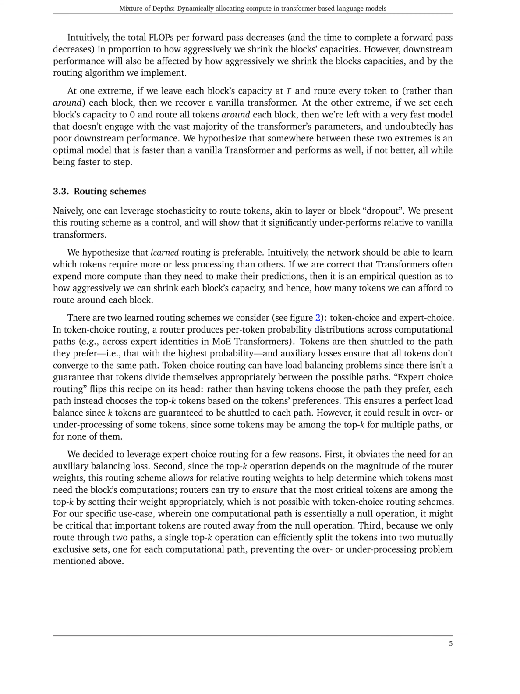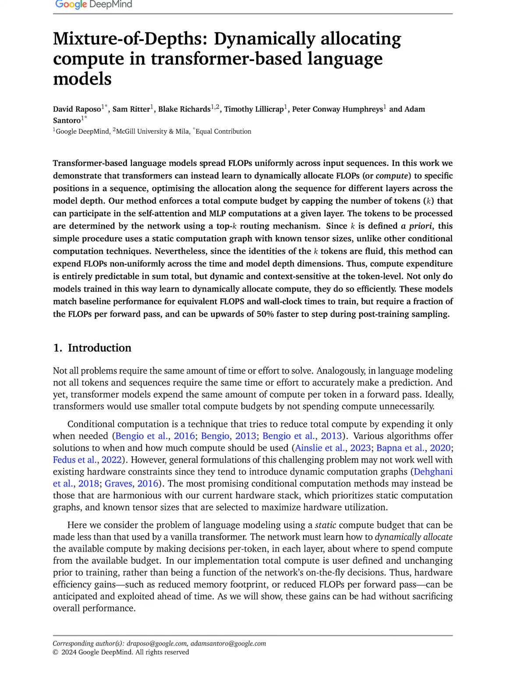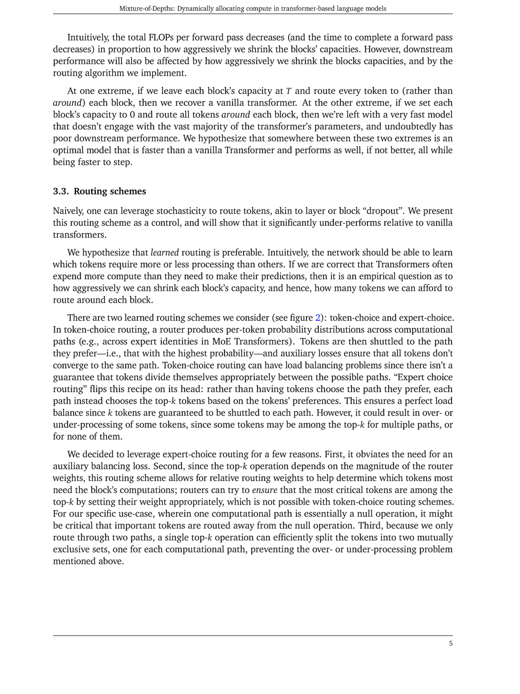The paper opts for expert choice routing due to its efficiency in load balancing without needing auxiliary balancing losses, allowing critical tokens to be prioritized. This routing scheme helps determine which tokens need block computations, leading to compute savings by routing tokens around blocks, ultimately improving model performance by using fewer flops per forward pass. The routing decisions impact downstream performance, with the optimal model finding a balance between routing tokens around blocks and engaging with them, showcasing the importance of learned routing mechanisms in enhancing transformer efficiency and performance.